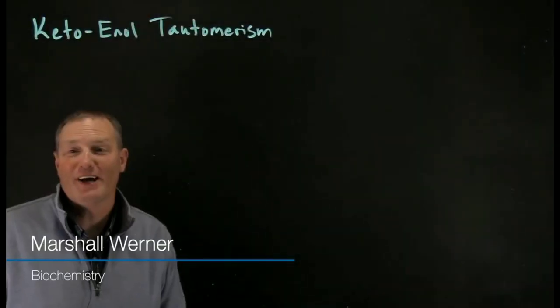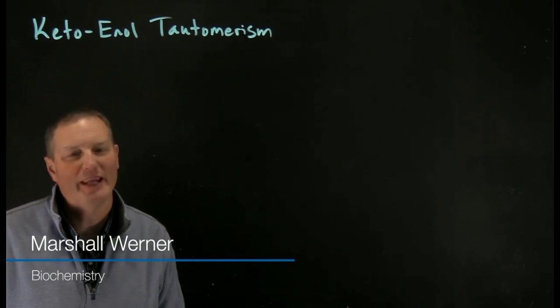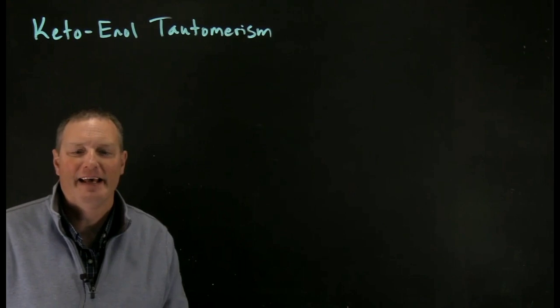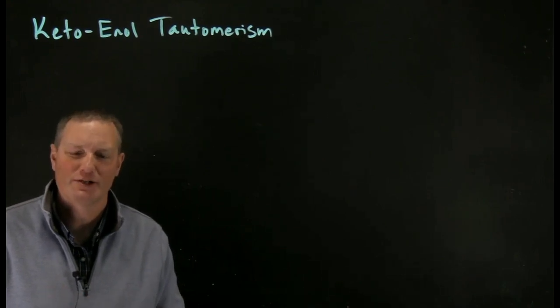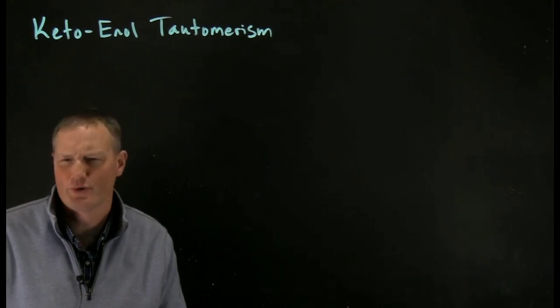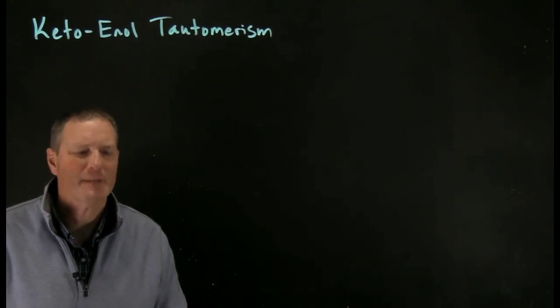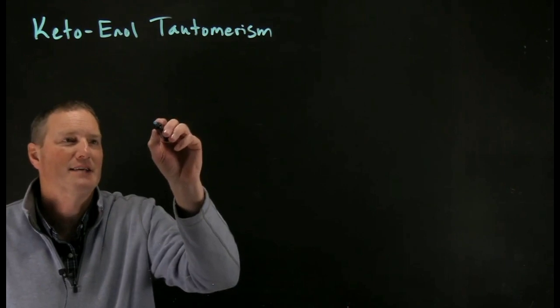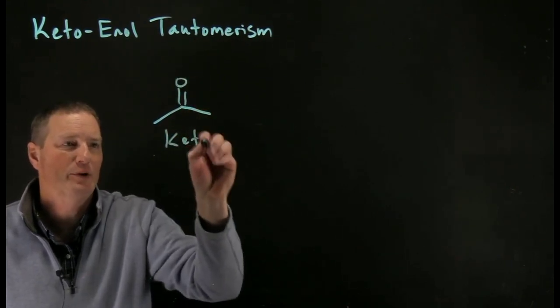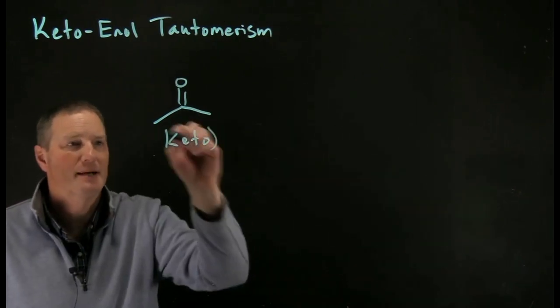In this video, we're going to talk about a process called keto-enol tautomerism. It's kind of a mouthful to say. This is basically the interchange of a ketone, or in some cases an aldehyde, to a new sort of functional group called an enol. So let me just draw out the basic type of reaction I'm talking about here. I'm going to call this the keto form because it has a C double bond O.